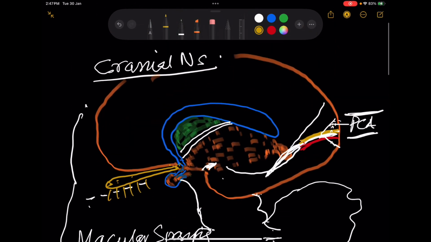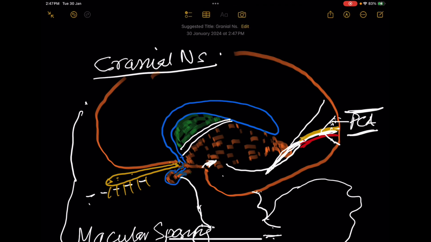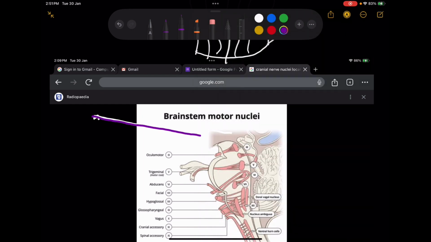But after this, let us place the rest of the nerves. We've placed the first, we've placed the second. Let us place the rest of the nerves. So we'll make it a different color. We'll show it from here. This is the thalamus. Here you see the pineal body. And this is the superior colliculus. So you see the third nerve nucleus at the level of the superior colliculus.